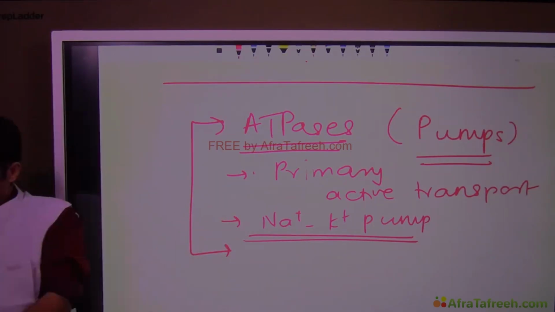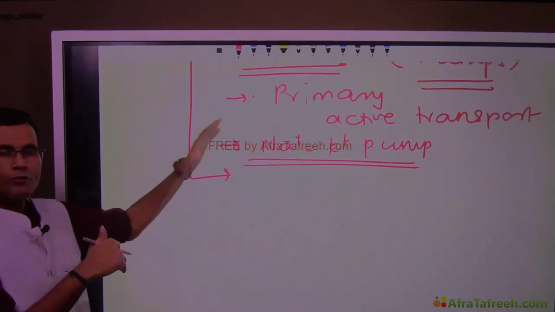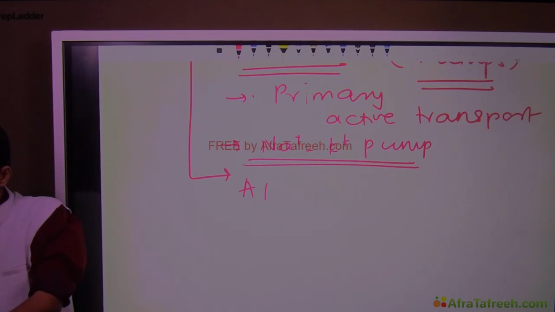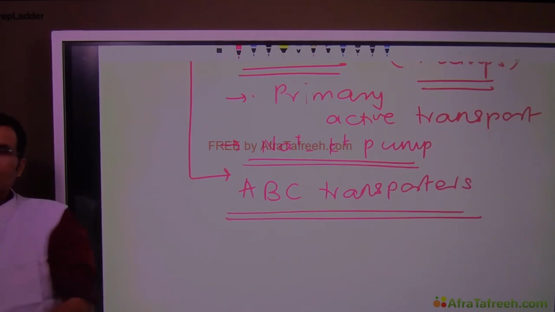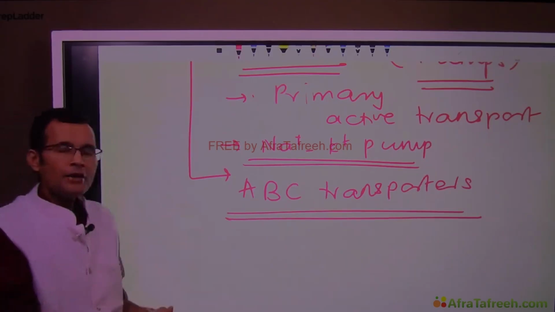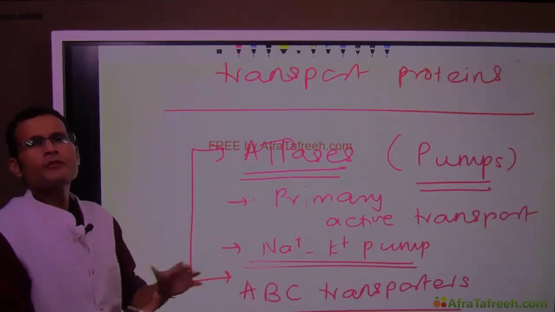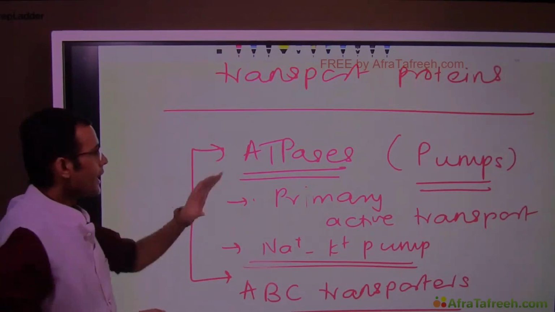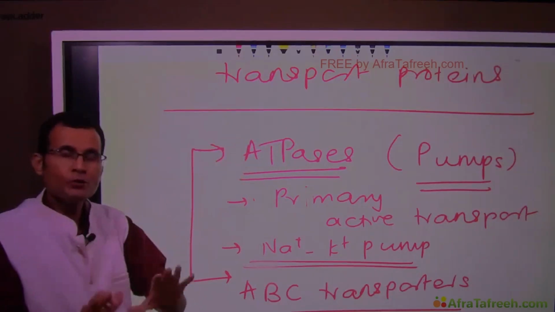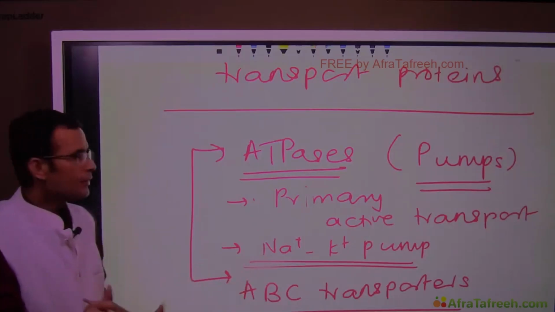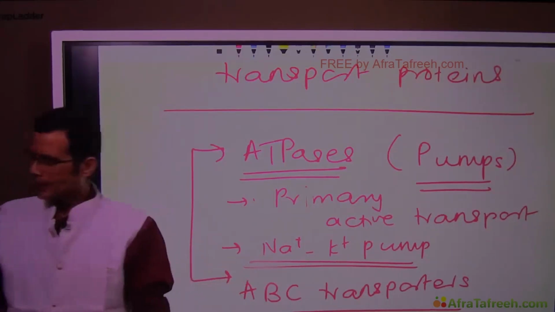The other subtype of these ATP dependent transport proteins is called ABC transporters. ABC transporters means ATP binding cassette transporters. My first point is, what is the difference between the two? The similarity is that both of them are going to use and break down ATP. That's certain. So both will use ATP.